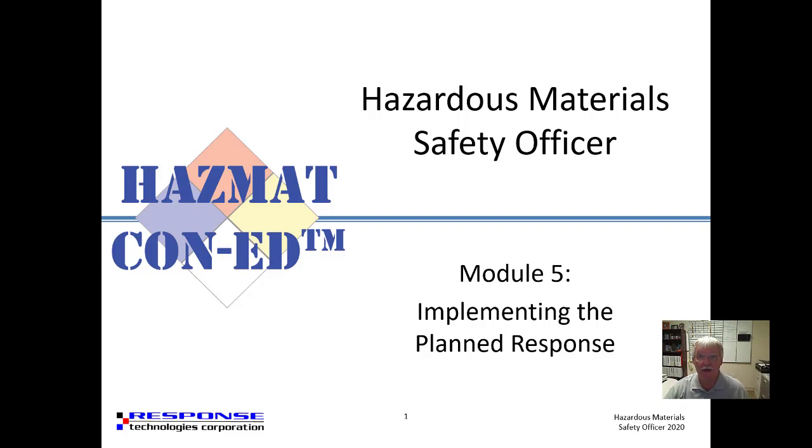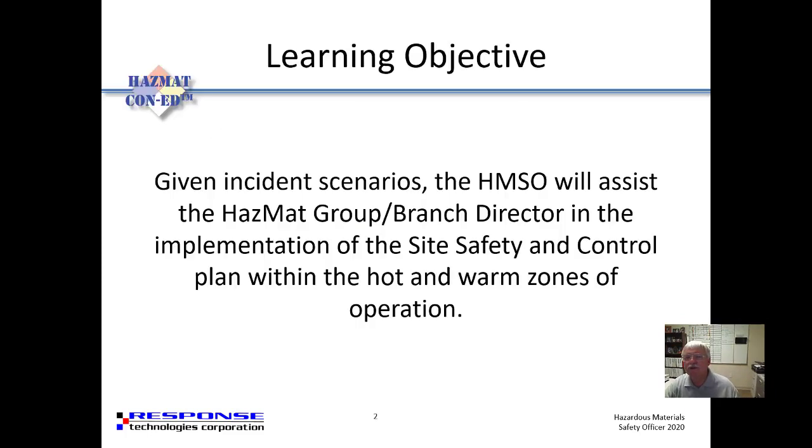And then once the entry is completed, we're going to discuss those things that we're going to use to terminate the incident appropriately. In order to accomplish this, our objective is going to be to identify how the Hazardous Materials Safety Officer can assist the hazmat group supervisor or branch director in the implementation of the site safety control plan in the hot and warm zones of operation. Remember, the hot and warm zones are where the hazmat safety officer is ultimately responsible.